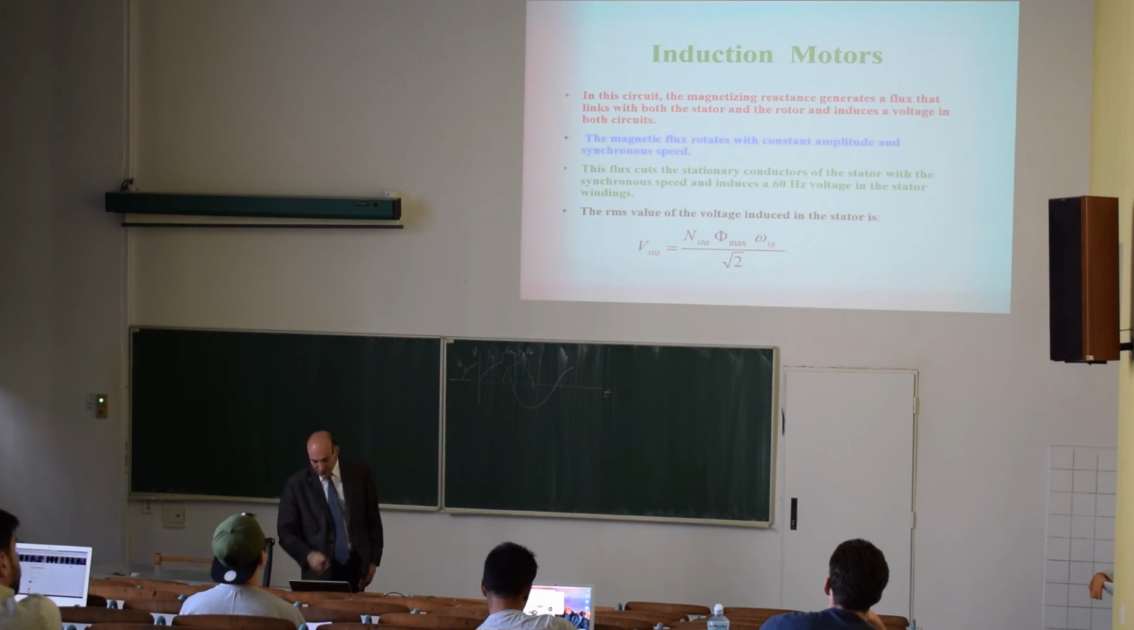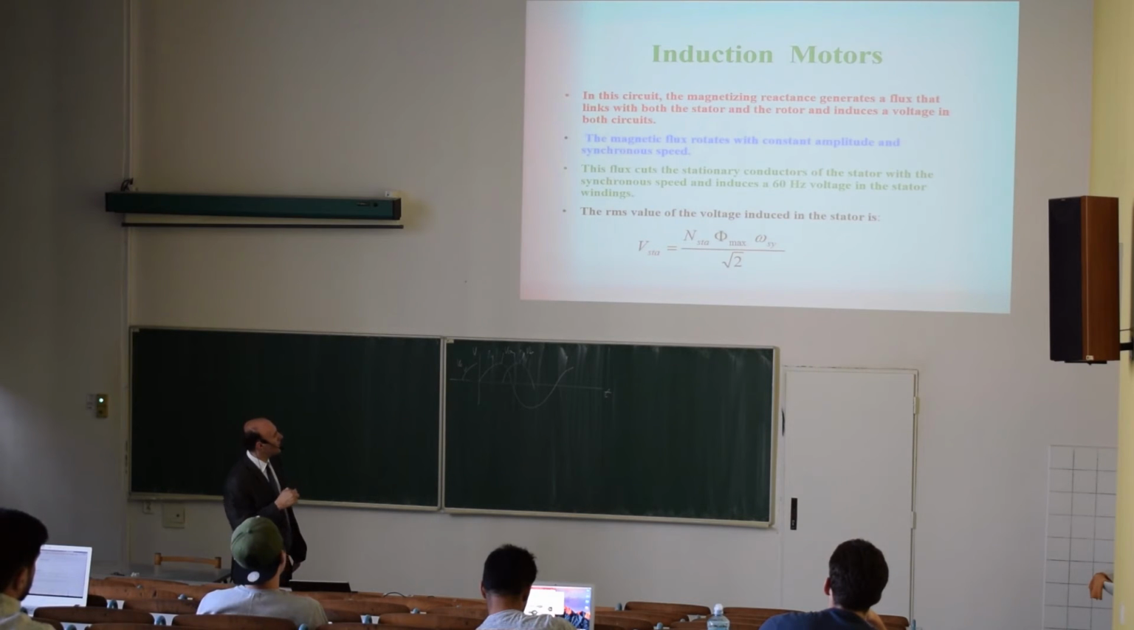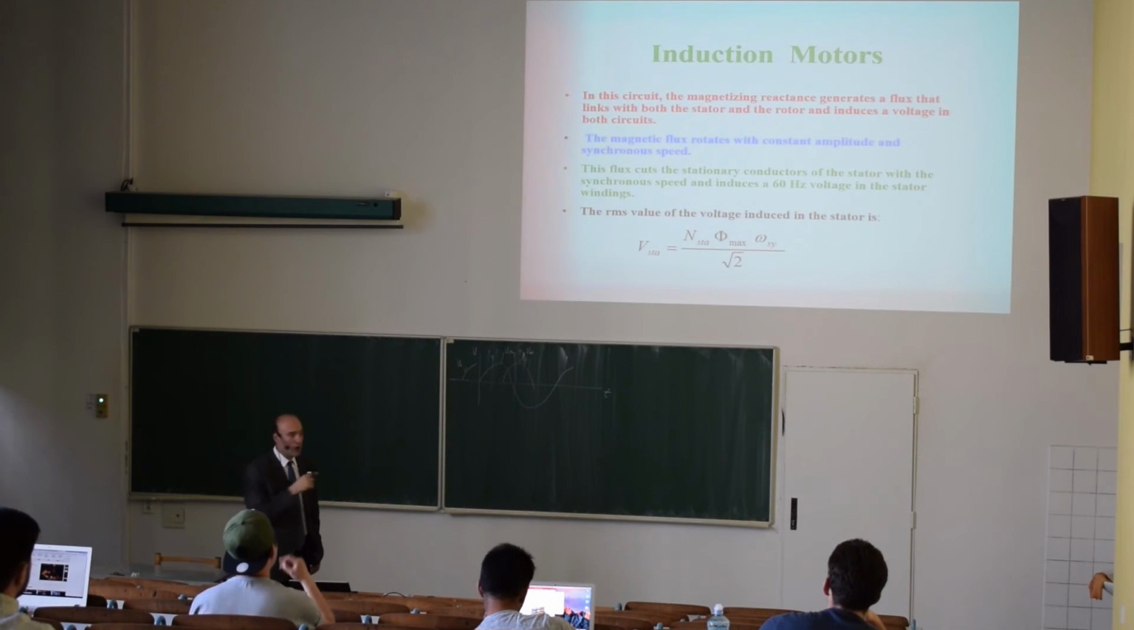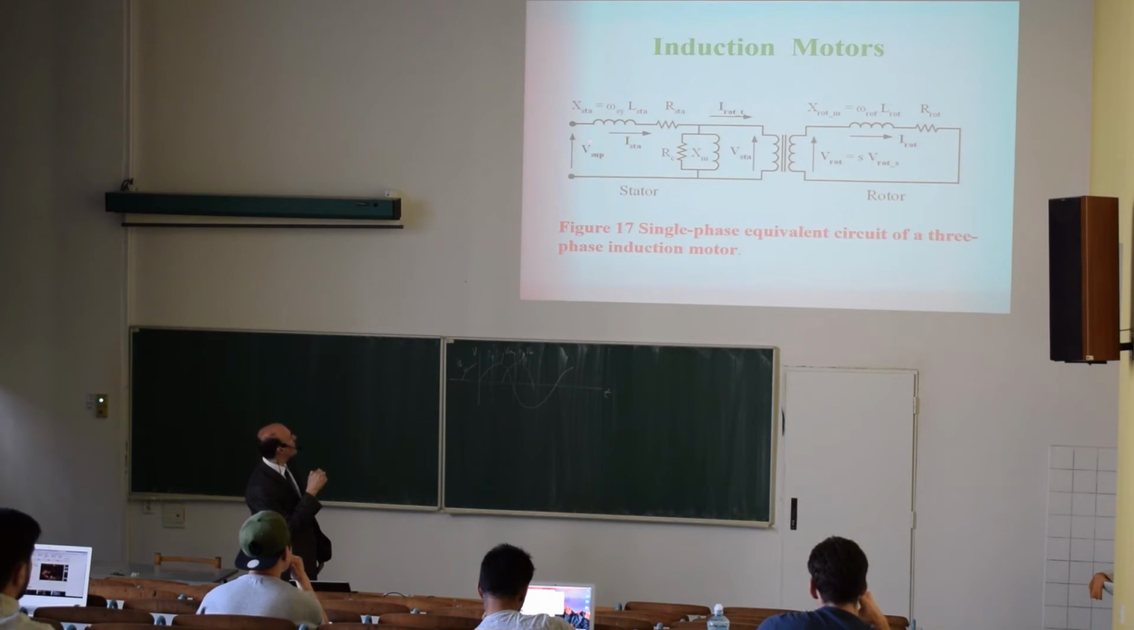We can derive the equation for this circuit, and we can say that the stator winding voltage will depend on the magnetic flux, will depend on the number of turns, and here this is frequency, and it's divided by square root of 2 because I want this voltage to be the RMS value. So this is the stator winding voltage that you will find over here.